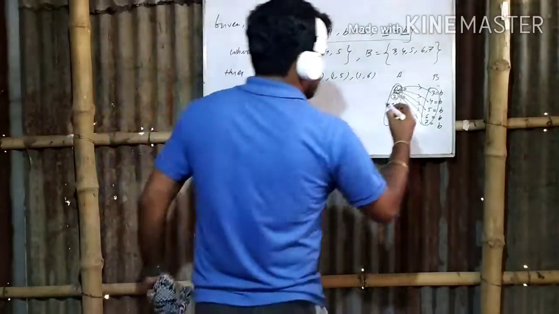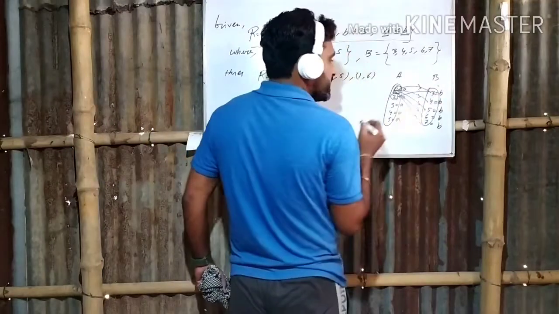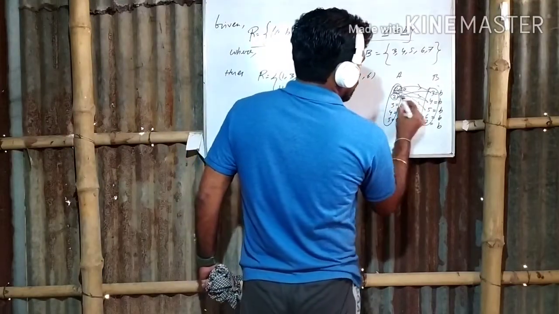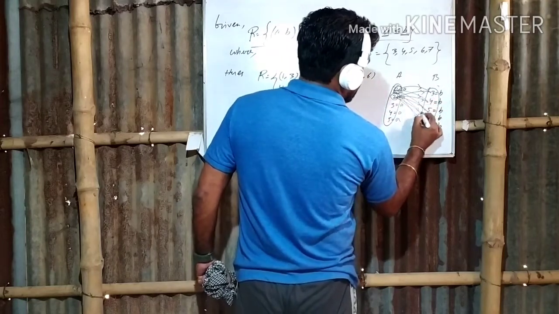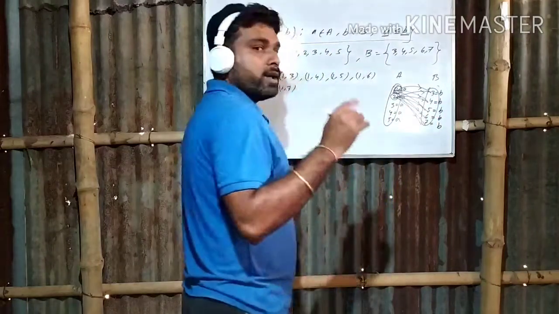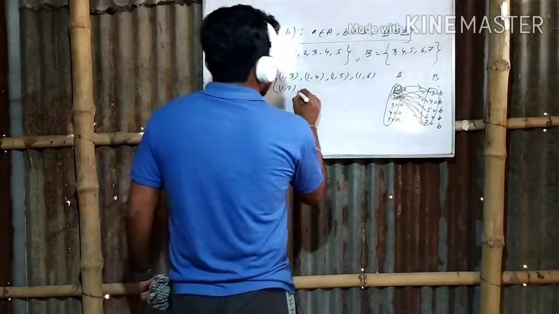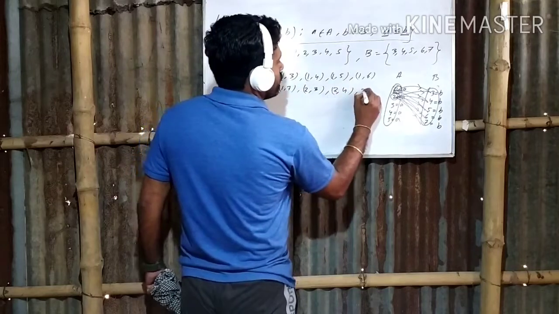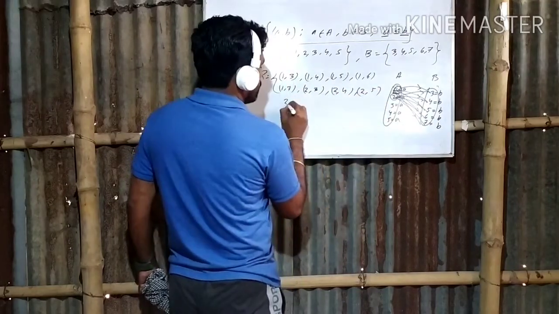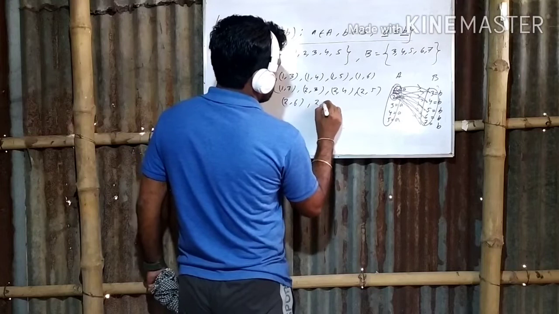Then after that, if you choose A equals to 2 here, with this 2, 3 is greater than 2 here. So 2, 4, 2, 5, 2, 6, 2, 7. That means with this 2, all of the elements of the second set have a mapping. So here 2, 3, 2, 4, 2, 5, 2, 6, and 2, 7.